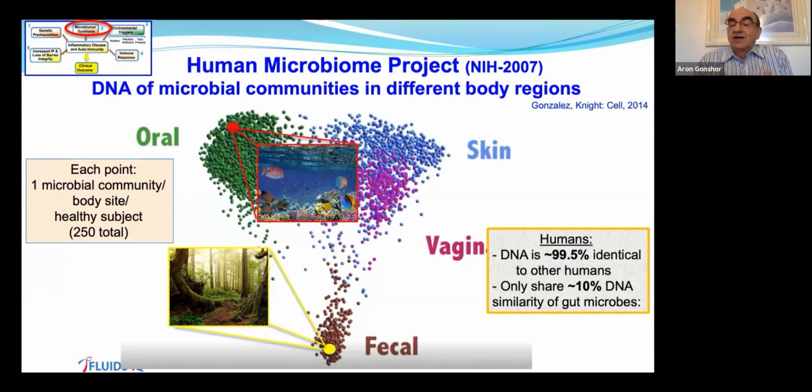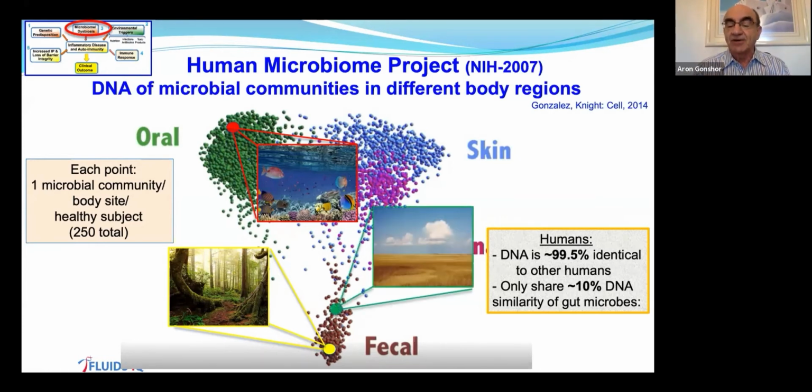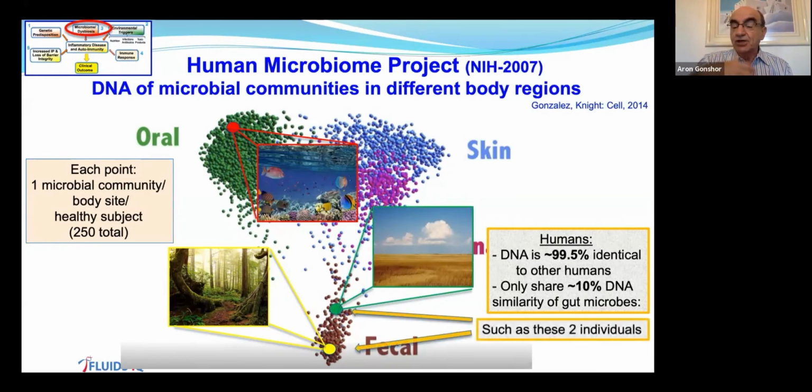So we know that humans are DNA identical about 99.5% to other humans, or even more than 99.5%. What they don't share, and don't even share within their own body, are the same microbes. They only share about 10% of the DNA in similarity of gut microbes from one person to the next, and for that matter, of the same body areas. For example, we know that if you look at the feces of two individuals, they're going to have very, very different types of microbial population.